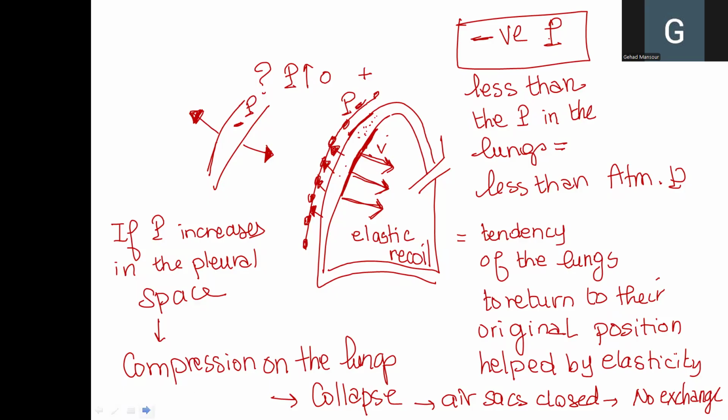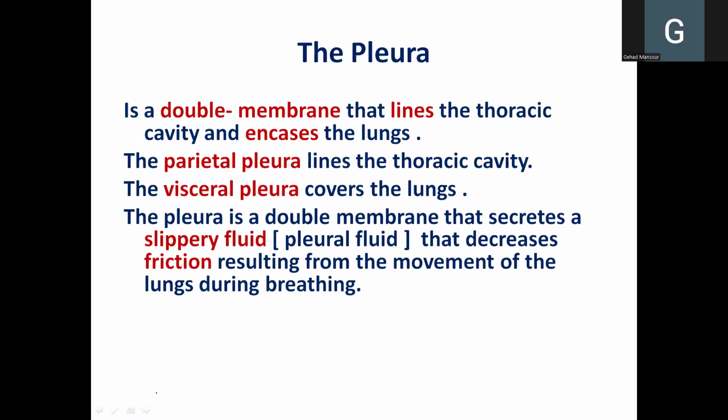And now we'll be moving on to the next slide. So the pleura, as we said before, is a double membrane that lines the thoracic cavity. And when we say it lines the thoracic cavity, we mean it lines the chest wall and encases the lungs. As we said, it covers the lungs or it cushions the lung. And the verb cushion includes protection and includes absorption of shocks.